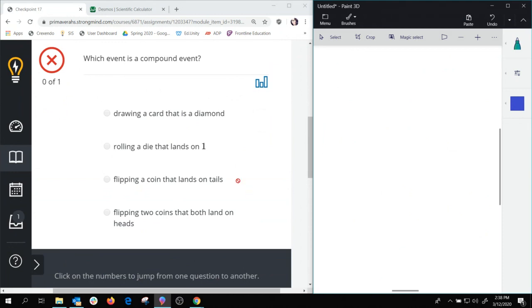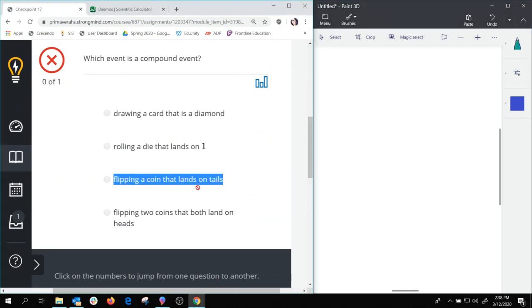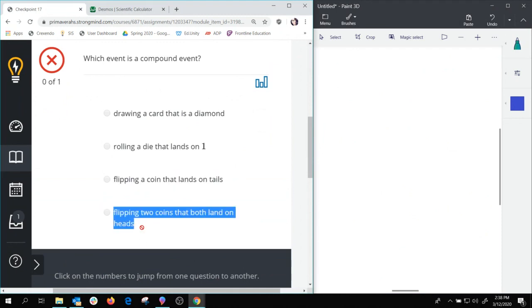The third one. So this one here says flipping a coin that lands on tails. When I read that, I think I'm only flipping 1 coin, right? So this last one would be the one that we're looking at here. So flipping 2 coins that both land on heads. So since we're flipping more than 1 coin, we're flipping 2, that makes it a compound event.